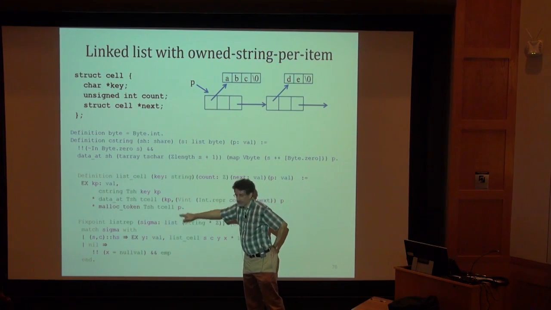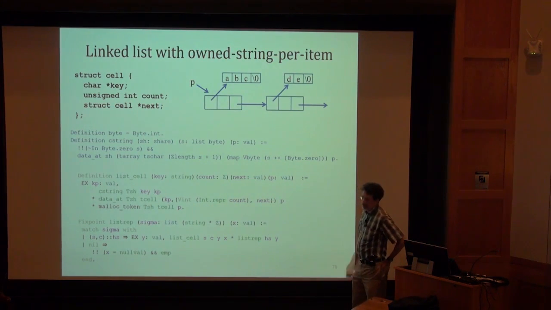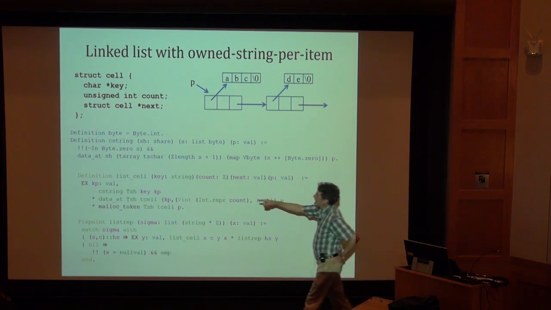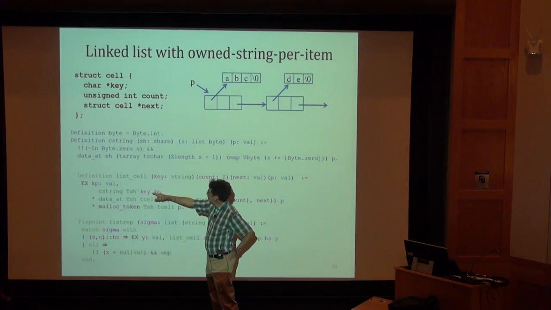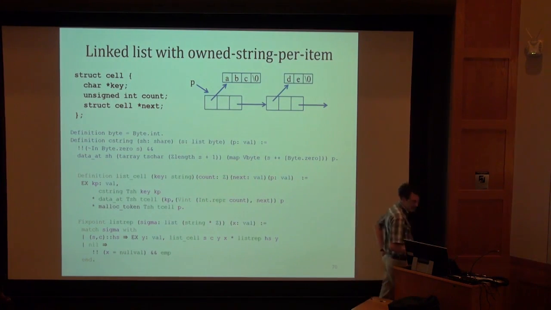And we have a malloc token for P in case we want to free it later. But now each element of this linked list owns its own string. So we have another separating conjunct here, the C string at address KP representing the list of bytes key.